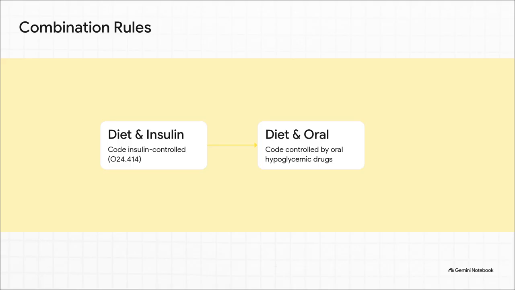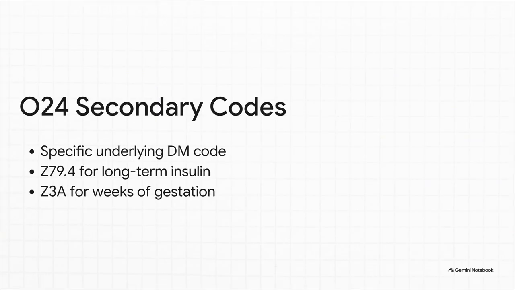What if the patient is managing the condition with a diet plan plus oral hypoglycemic drugs? You code only for the oral medication control. Essentially, medical intervention always overrides a diet-only classification. Furthermore, whenever you're working in the O24 category, you are rarely just assigning one single code. You have mandatory secondary codes to append. You absolutely must add the specific underlying diabetes mellitus code if it's pre-existing. If the patient is on long-term insulin, you must add Z79.4. And as always with Chapter 15, you must append the Z3A code for the exact weeks of gestation. Leaving these off your chart is for sure the fastest way to fail an audit.